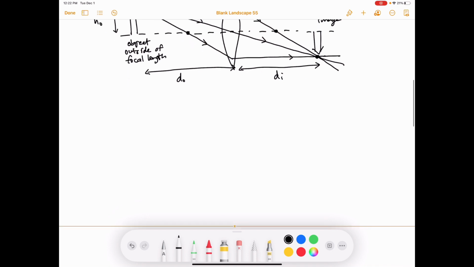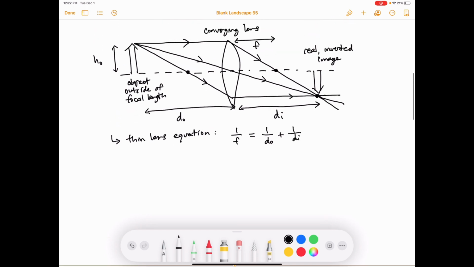So there's something called the thin lens equation that we can use to relate these three distances. The thin lens equation says that 1 over F equals 1 over DO plus 1 over DI.